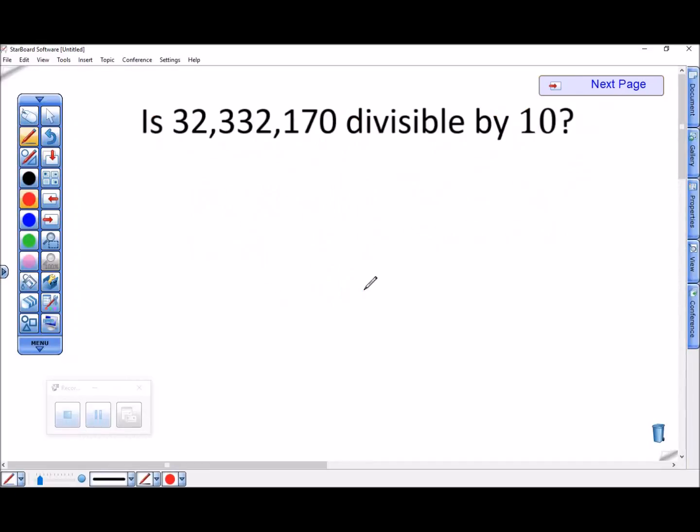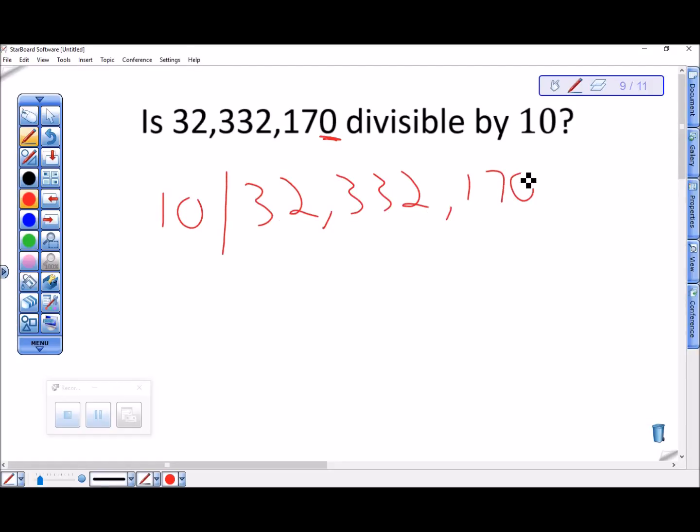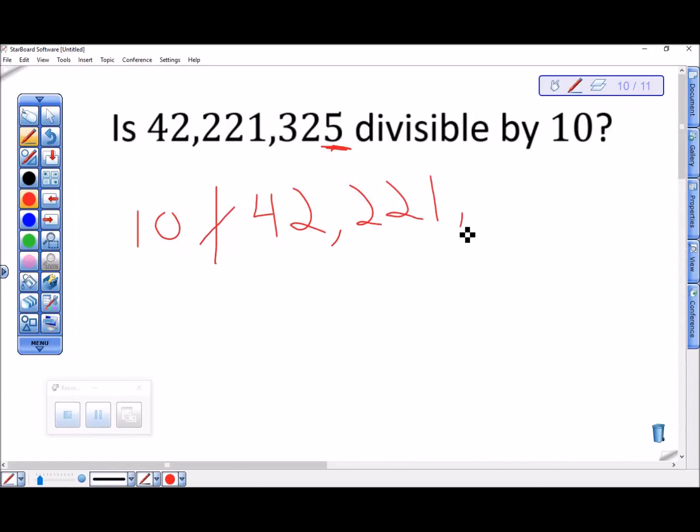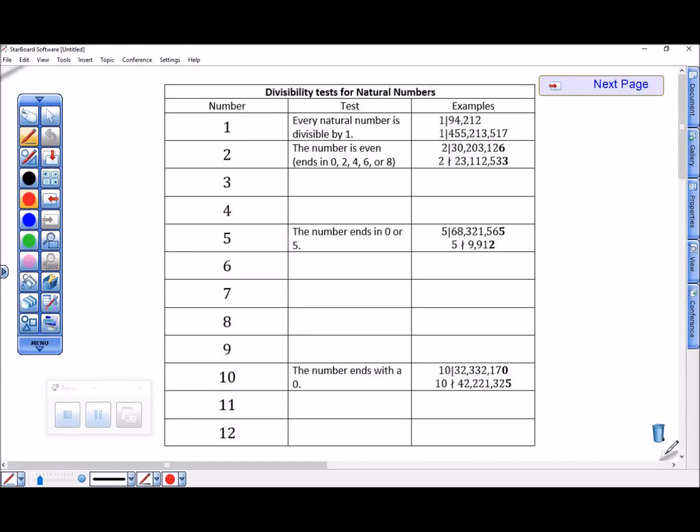So if I look at 32,332,170, it ends in a 0. So 10 divides 32,332,170. And if I look at a number like 42,221,325, I just need to look at that last digit. That's a 5. It's not a 0. So 10 does not divide 42,221,325.